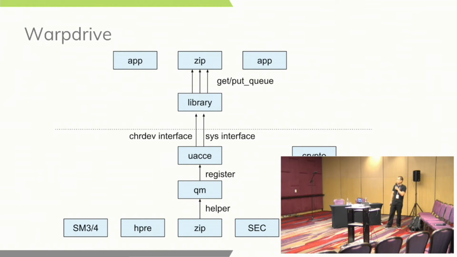We support, in our plan, zip, gzip, hyper, SM3 and 4, SEC, PoE. This accelerator is all in our plan. This part is specifically the Warpdrive. In the meantime, it can be registered to the crypto. Crypto is a kernel framework already. They can work together, no conflict. So the existing application can still use crypto. But our Warpdrive framework is specifically focused on the user space to get better performance.